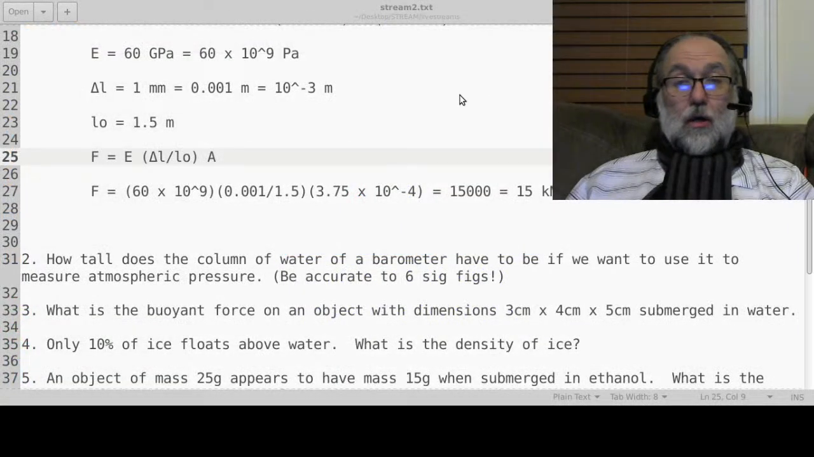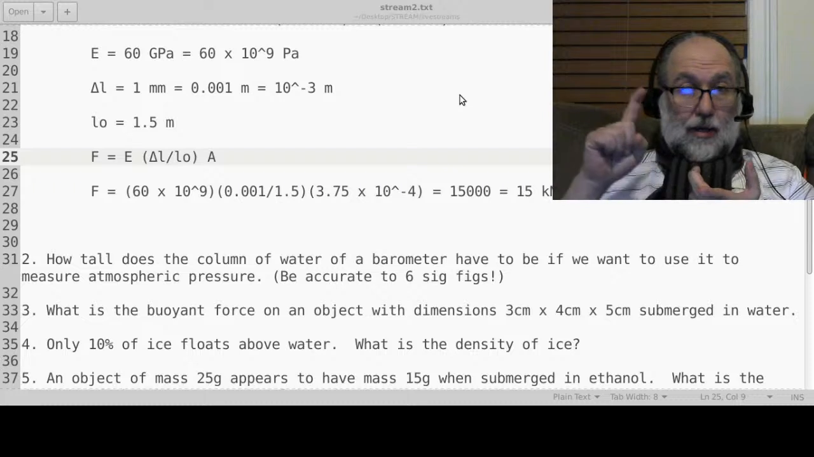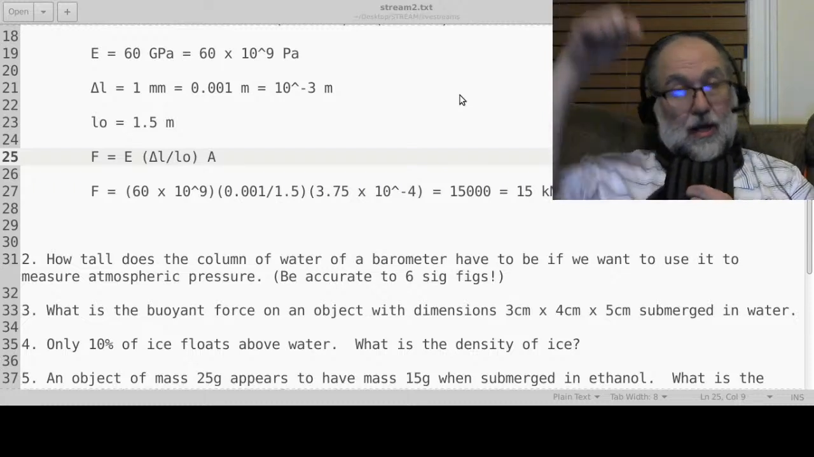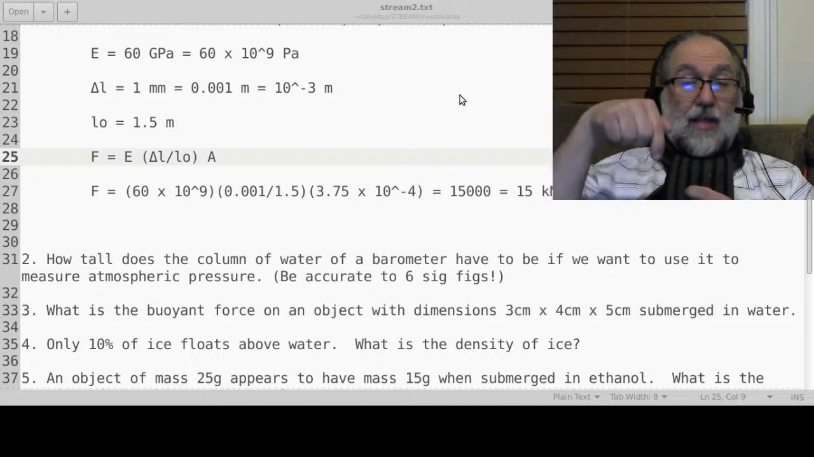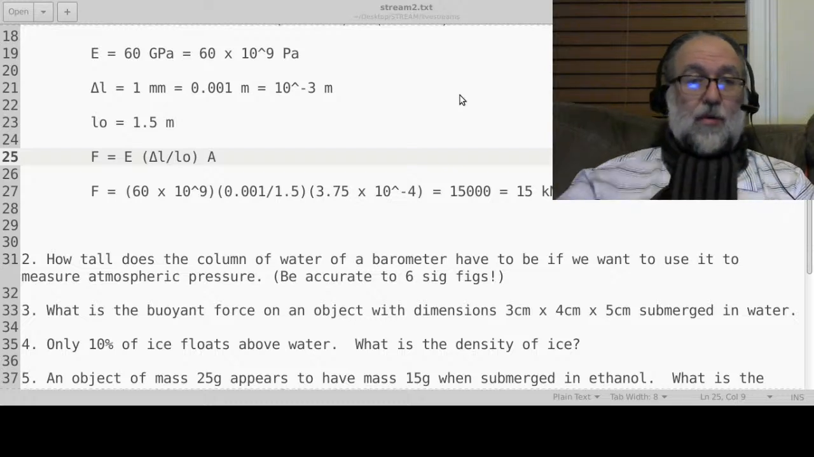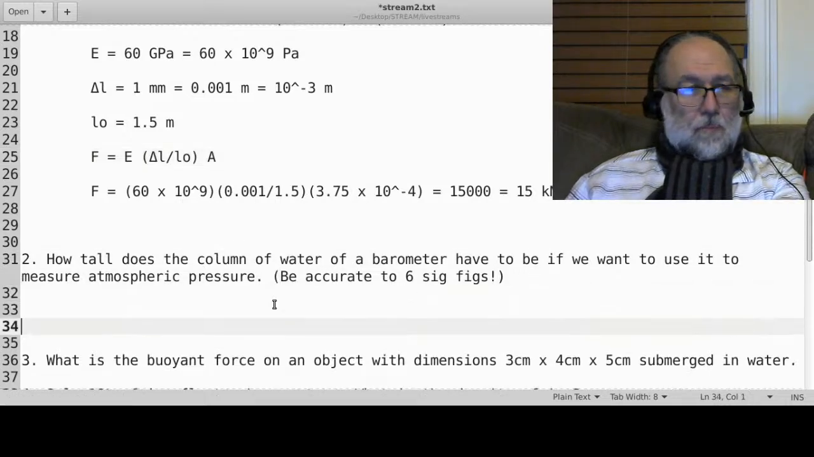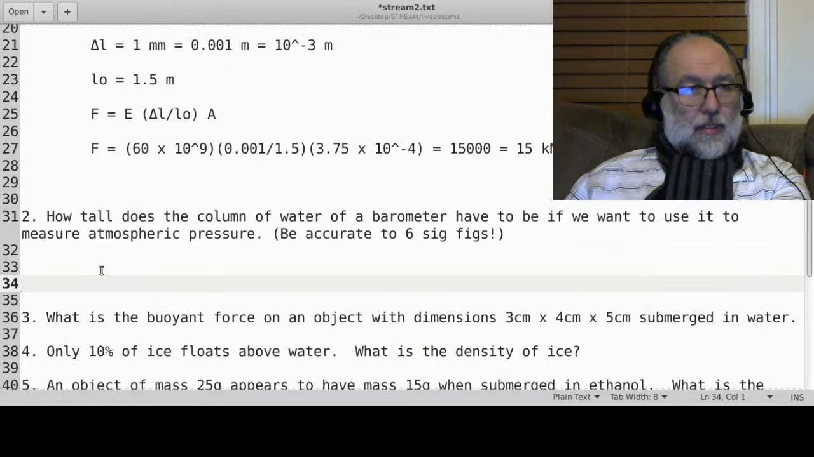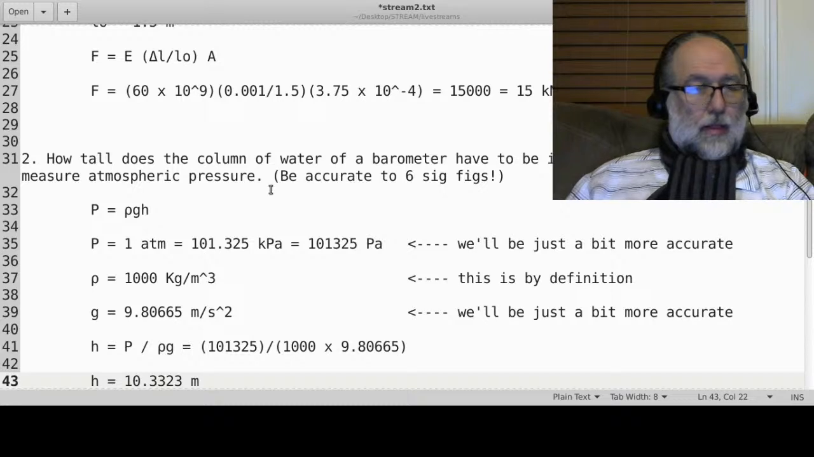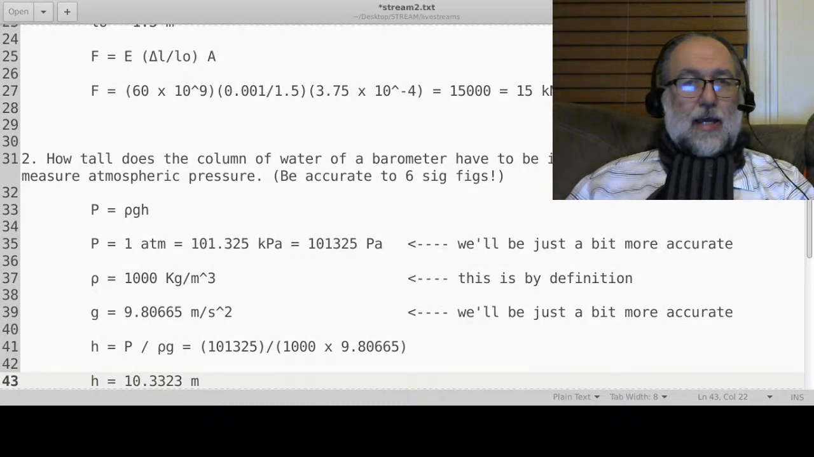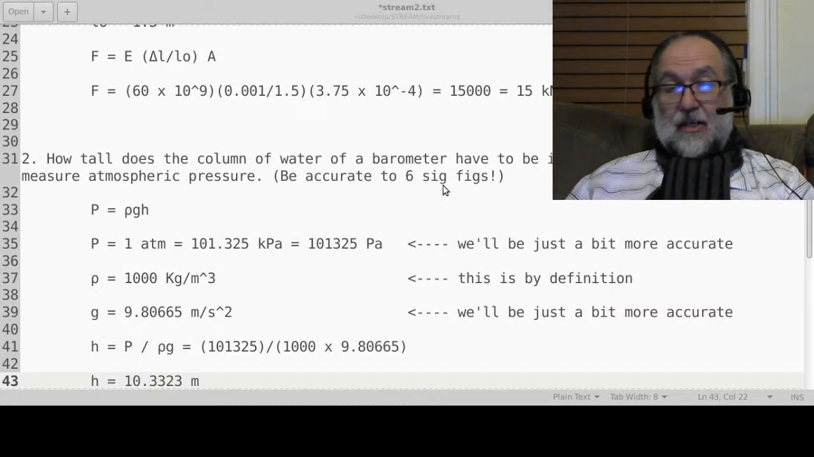Okay, so is there a relationship between the depth inside of a fluid and how much pressure there is? There's a relationship like that, and it's basically P is equal to rho g h. Okay, and so let me just cut and paste that solution. It's pretty easy, but I still want to go through it. And I also said let's be accurate to 6 significant figures, so I'm going to actually use a lot of digits here.